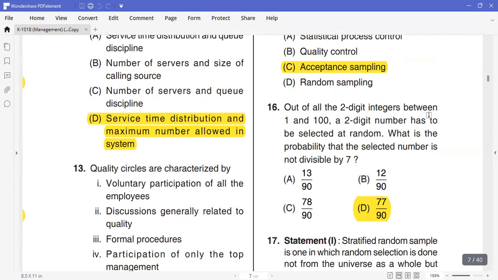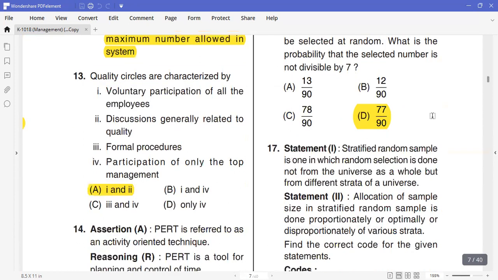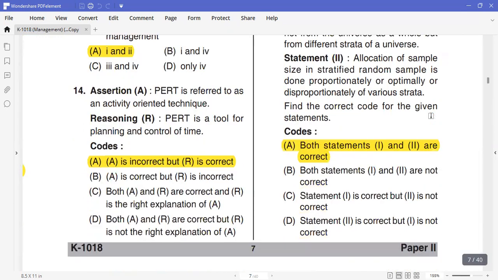So let us go for the 13th question. Quality circles are characterized by two things. One is voluntary participation of all the employees, and the second one is discussions generally related to quality. So therefore, the correct option for question number 13 is A, that is, both first and second are correct. Voluntary participation of the employees and also discussion by the employees generally related to quality is actually called a quality circle.